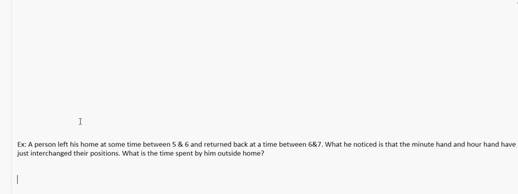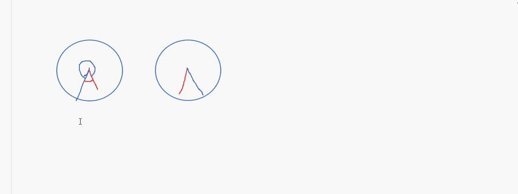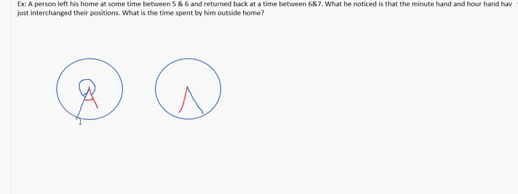Now let's go to the next question, which is an interesting one, right? And this is quite an important question as far as your CAT exam is concerned. I hope that you would not get such a question in your CSAT or Bank PO exam, but nevertheless it's an important question to do, and it will help you clear your concept, right? So it says a man left his house between 5 and 6 and returns back between 6 and 7. What he noticed is that the minute hand and hour hand have just interchanged their position. So we have to find the time spent by him outside the home.